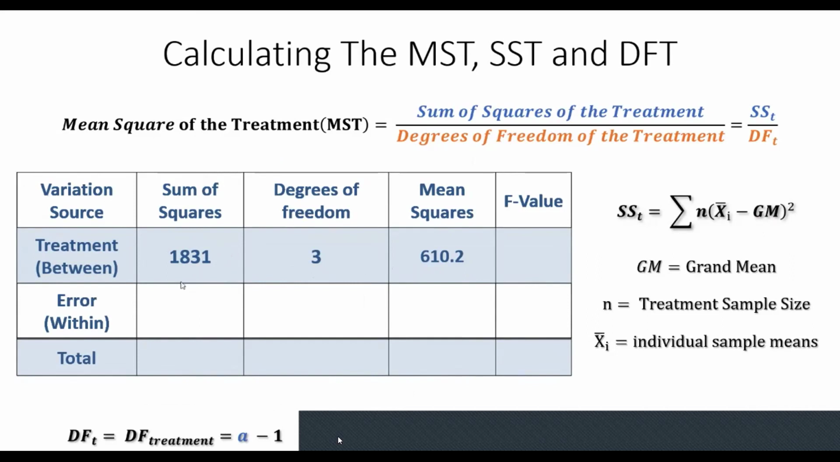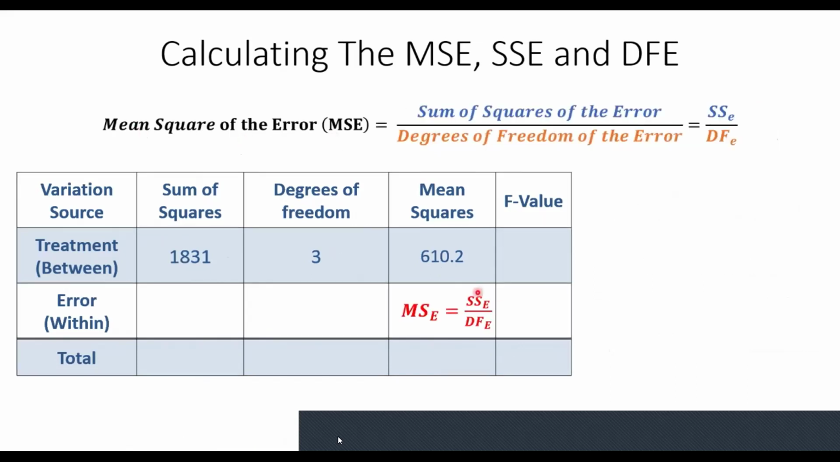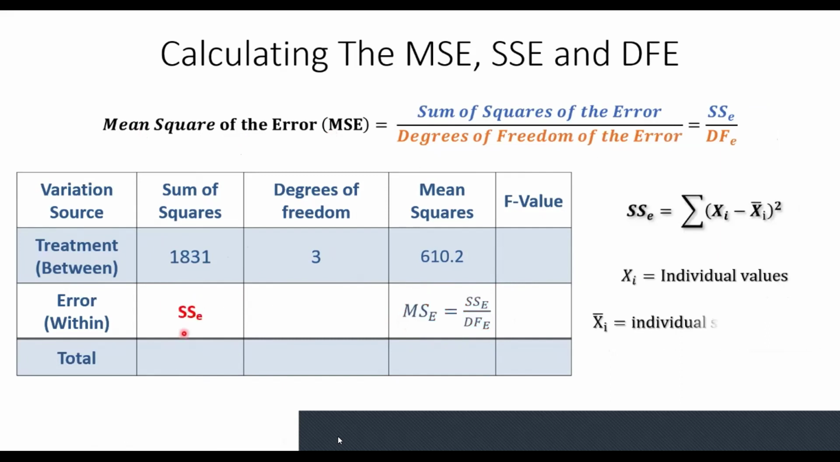Anyways, so that's the mean square of the treatment. It's a pretty simple calculation. We can do the same calculation for the mean square of the error. That's the next calculation we have to make. Essentially, it is the sum of squares of the error divided by the degrees of freedom.